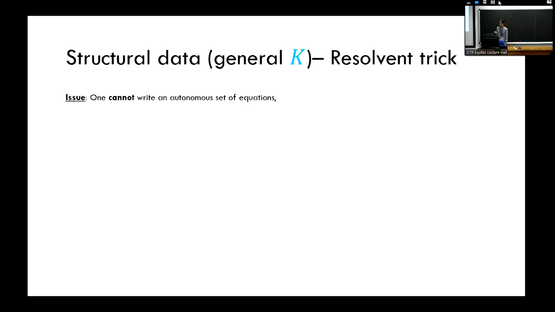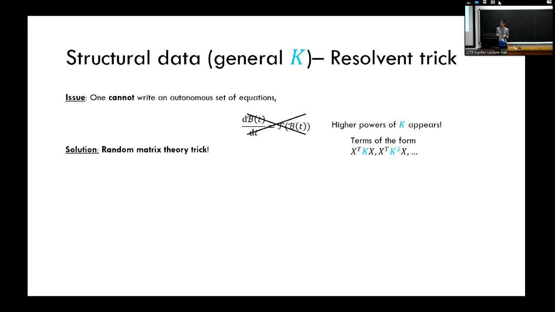The main issue here is that if you try to write this autonomous set of equations that I had before, the system doesn't close. The reason why the system doesn't close is that you will start to have higher order terms that will contain powers and higher powers of K. So thinking from the point of view of random matrix theory, the easiest way to deal with this type of problem is to use resolvents.